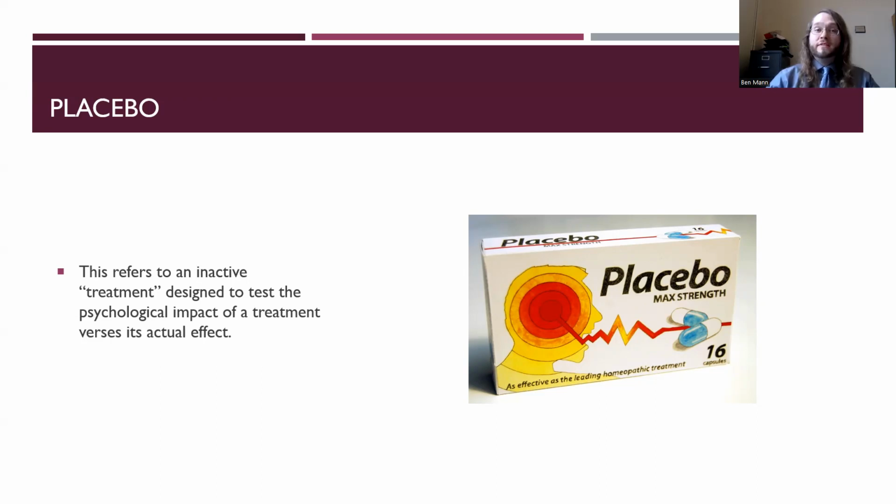This doesn't actually do anything, but they're given it, and the goal is to see if the psychological impact, somebody thinks they're taking this miracle drug that's going to cure their headache, is actually working. They're actually feeling the impact compared to the person who took the actual medication. If there's no real difference between the person who took the placebo and the real medication, we can assume the effectiveness of the medication is psychological rather than actually anything in the medication itself.